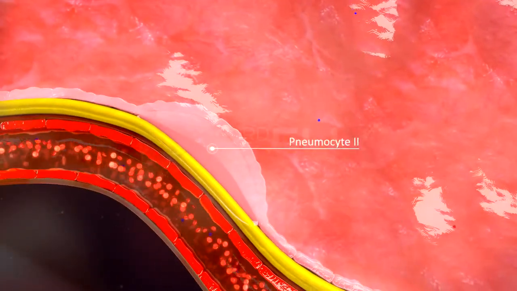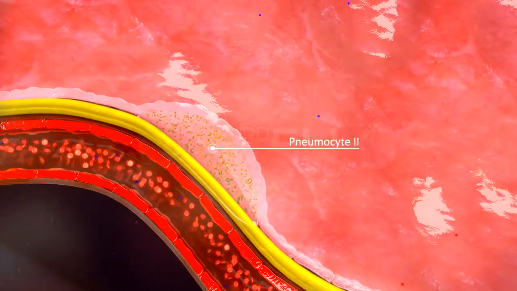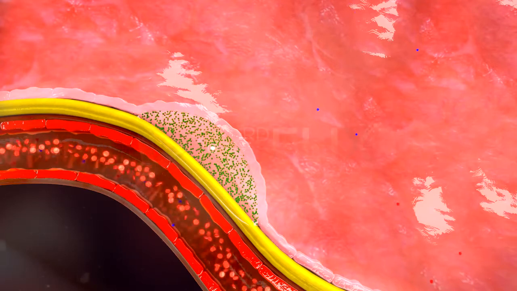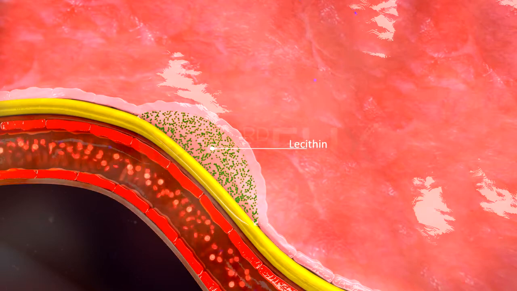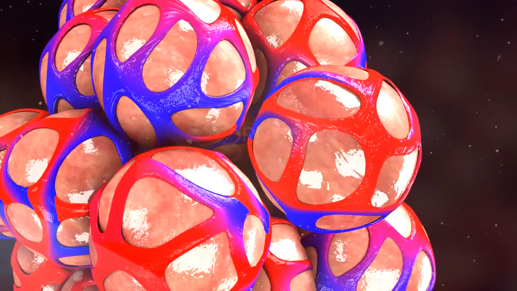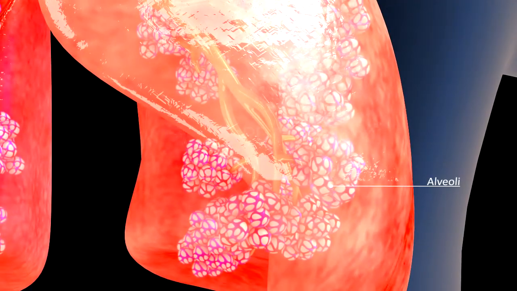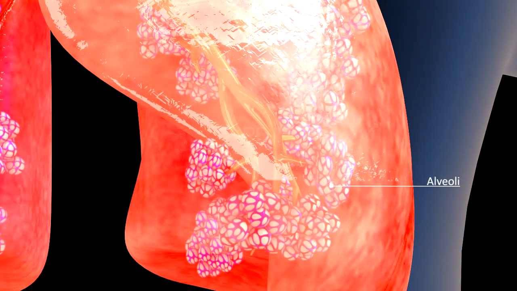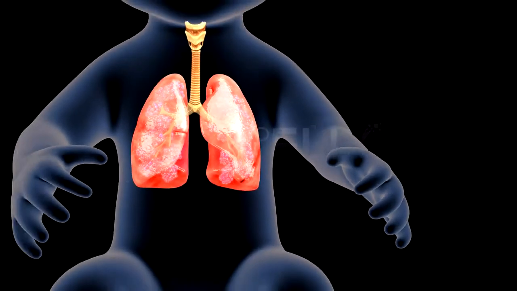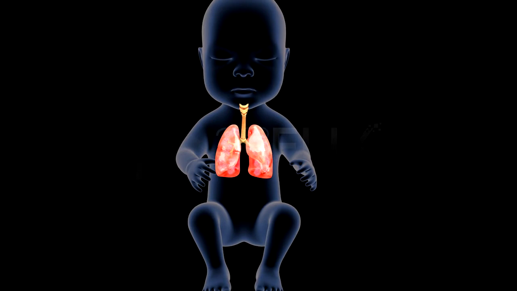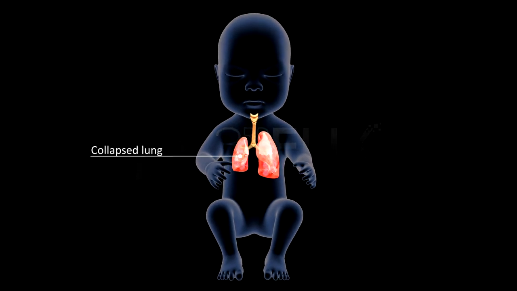Pneumocyte 2 are larger in size, and they produce a phospholipid called lecithin, which acts as a surfactant, preventing the collapsing of the alveoli by reducing its surface tension. Lecithin, if absent in some newborns, may be fatal due to collapsing of the lungs.